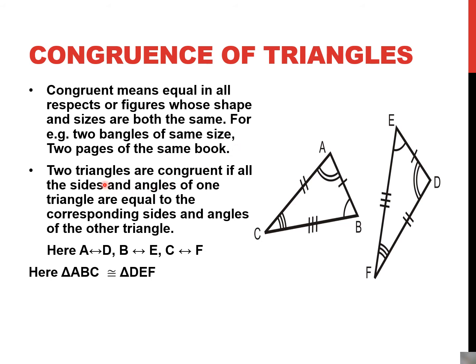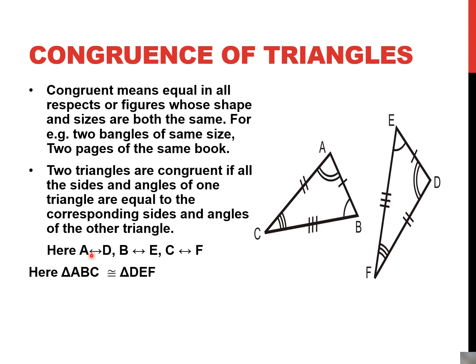Now we are starting with that. What is the meaning for triangles in congruency? Two triangles are congruent if all the sides and angles of one triangle are equal to the corresponding sides and angles of the other triangle. Like here if you see, there is a triangle ABC and there is a triangle DEF. So here A corresponds to D, B corresponds to E and C corresponds to F. And triangle ABC is congruent to triangle DEF. So this is the symbol of congruency, right?